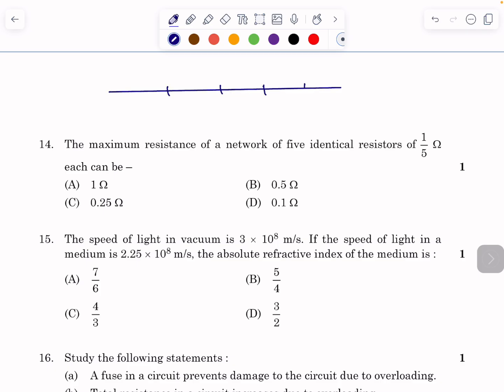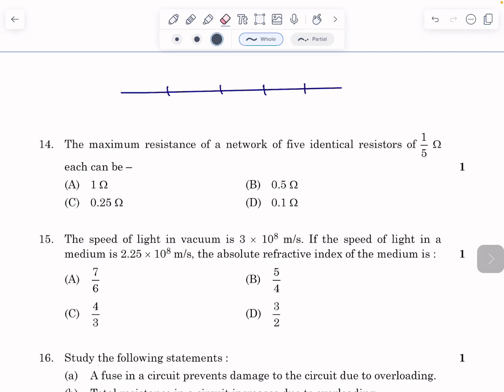The maximum resistance of a network of 5 identical resistors of 1 by 5 ohm each can be is how much? Okay, you see, 5 identical resistors are there: 1, 2, 3, 4, and let us say this is 5. So like this we have the 5 identical resistors.